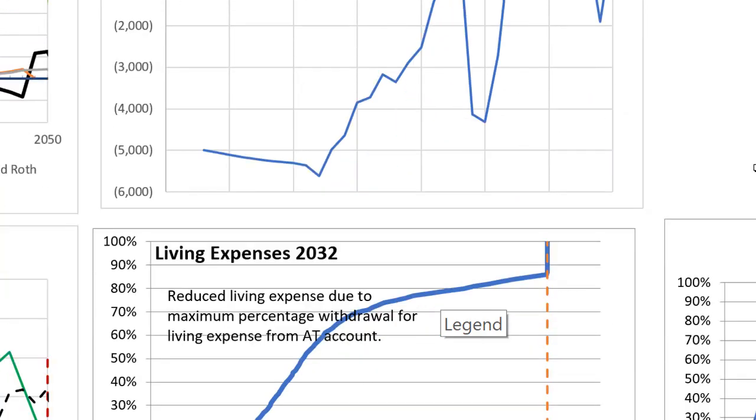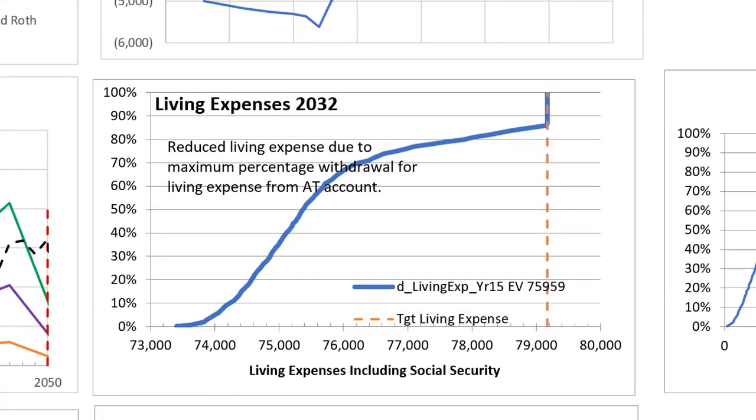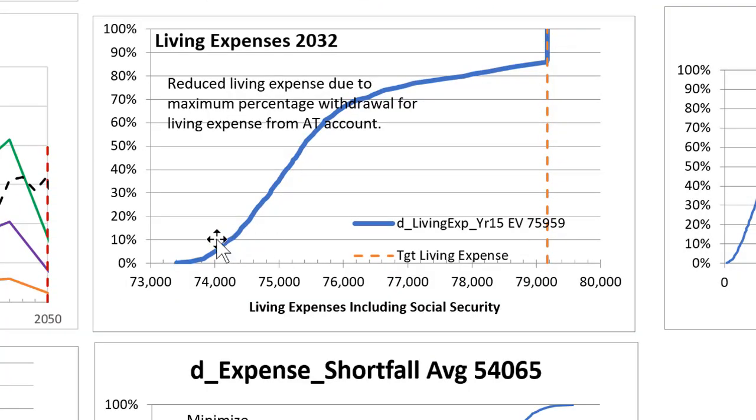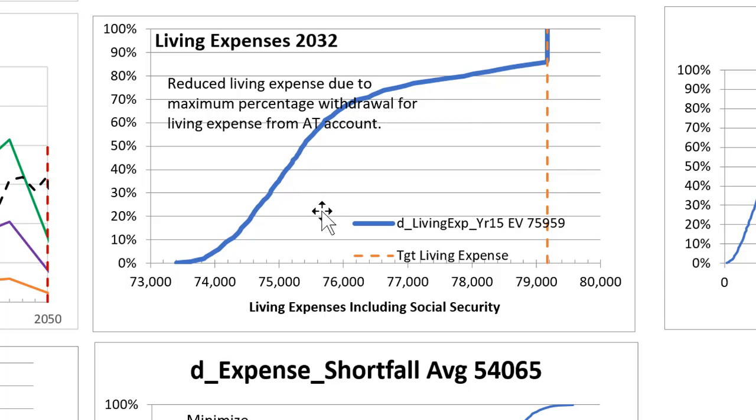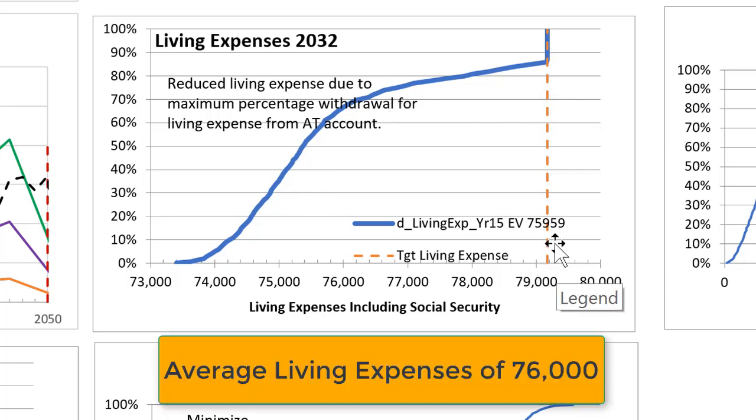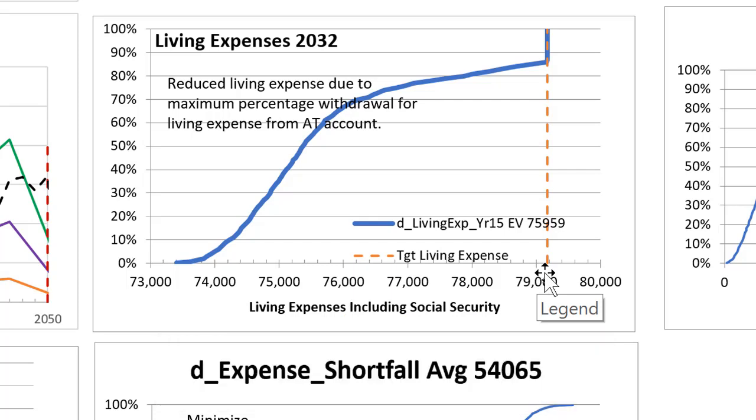Coming down here and looking at the probabilistic results, we find out in 2032, which is when my other income stops, I'm actually only achieving my desired income about 15% of the time. The rest of the time, I'm short, with an average of 56,000 right in here, when I want to have about 79, so on average I'm about $3,000 short, I guess. That graph could have been done better.